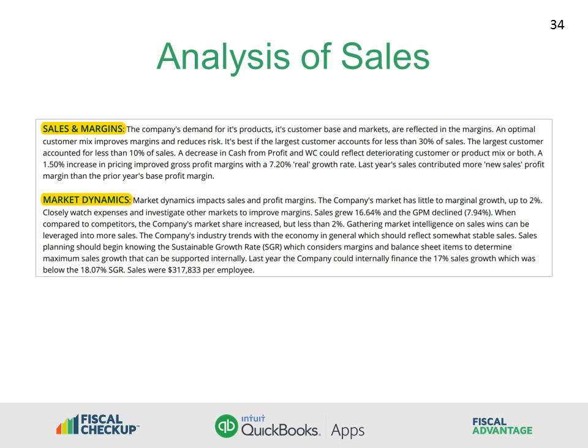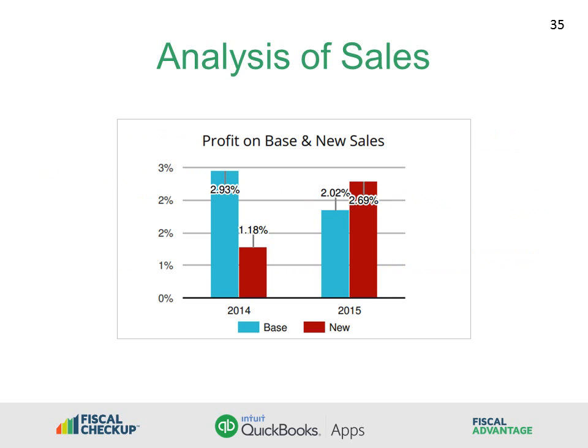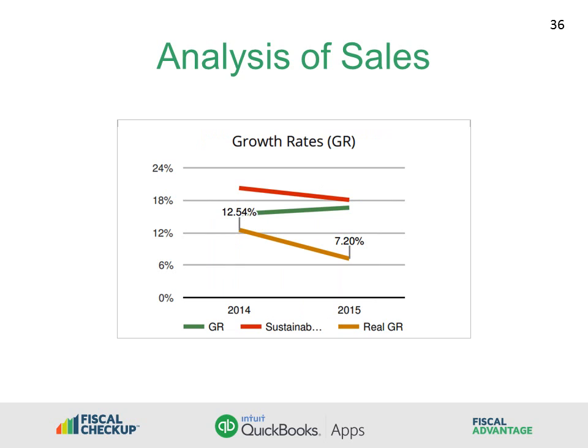The next section contains a narrative discussing sales and margins as well as the market dynamics. This area uses data from the subjective questions that were answered in the input wizard. On the bottom of the page is a graph showing the operating profit on the new incremental sales compared to the company's historic or base sales. Also on the bottom of the page is a graph of growth rates.